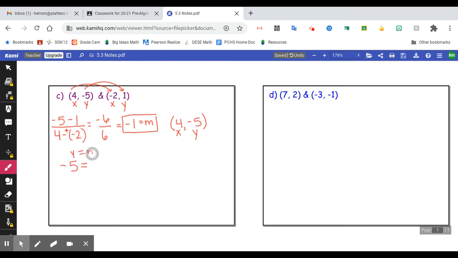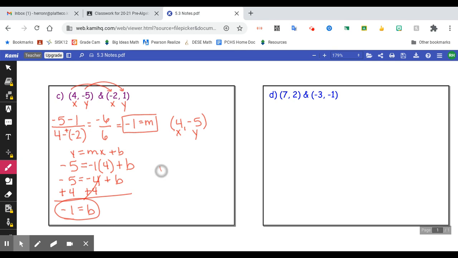So remember, this is y equals mx plus b. My m is -1. My x is 4, and I'm solving for b. -5 drops. -1 times 4 is -4. Add 4 to both sides. These cancel. And -1 is my b. There's my m. There's my b. Let's fill it in. -1x minus 1. And you could just put y equals -x minus 1 because we don't need this necessarily.